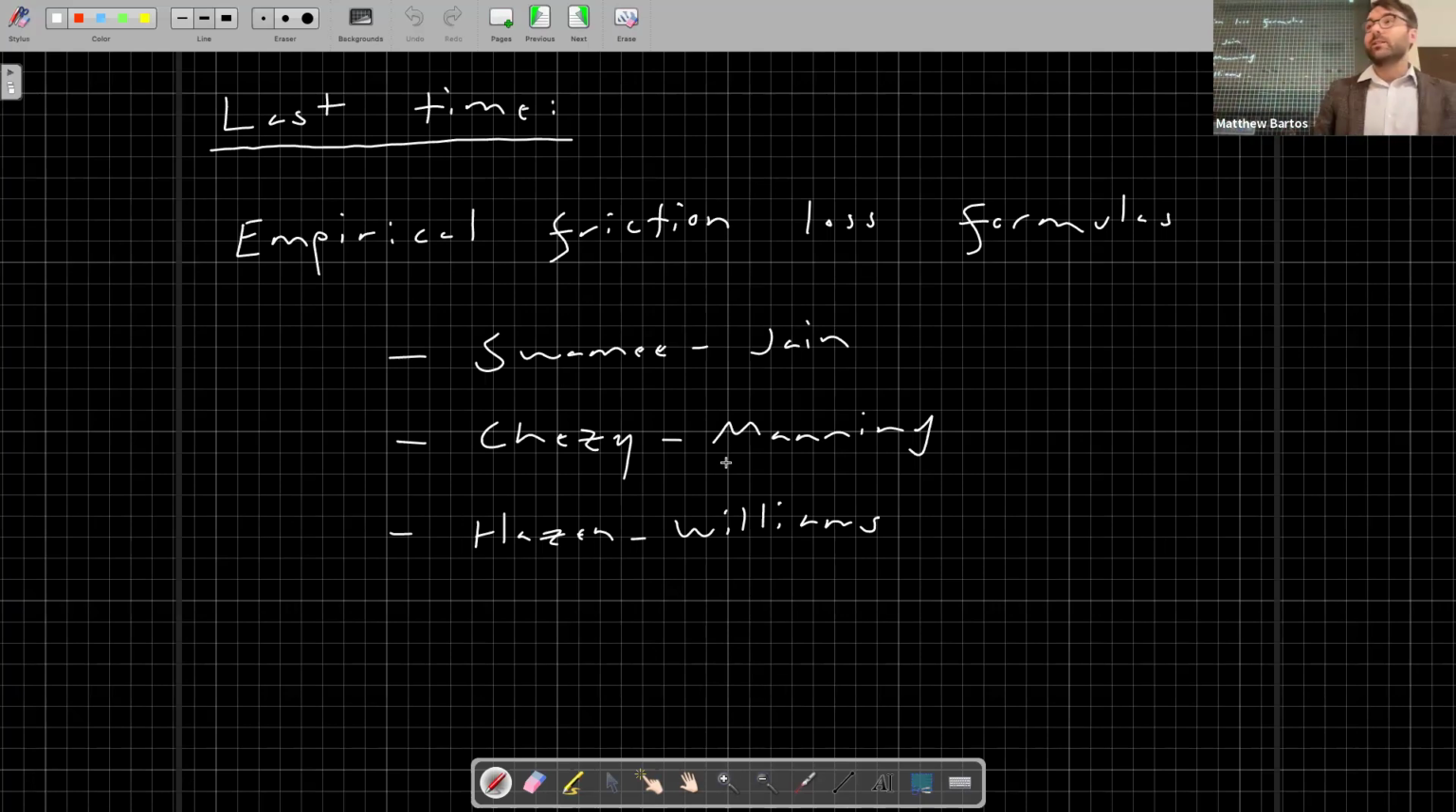We also introduced the Chezy-Manning equation. This is a similar model, mostly used for open channels, but we showed how it could also be used for pipe flow. And then we introduced the Hazen-Williams formulation, which is another empirical model used mostly for pipe network design in the United States, but it's one that you will commonly encounter.